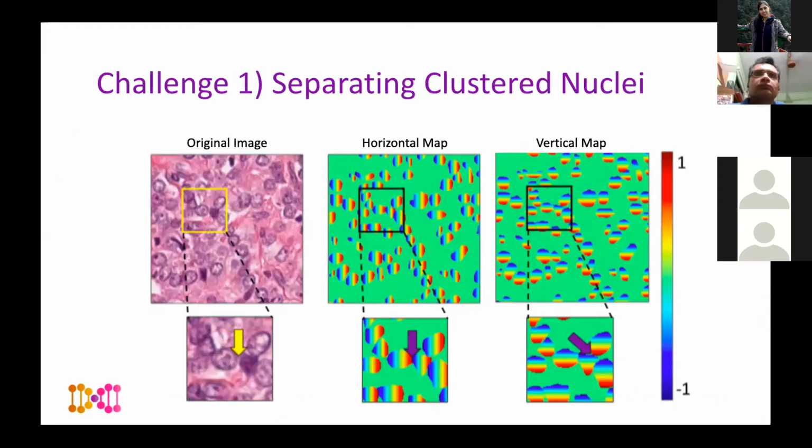First we'll describe challenge 1, which was separating clustered nuclei. To do this, we use the concept of horizontal and vertical maps. We can see here that pixels in these maps range from -1 to 1, from blue to red. We can also see, especially if we look at the purple arrows, that the pixel values are significantly different between neighboring nuclei. So if we can predict these within the network, then we can use that to effectively separate the touching instances.